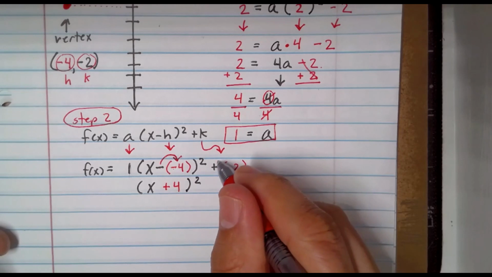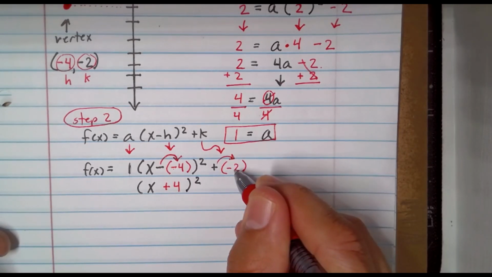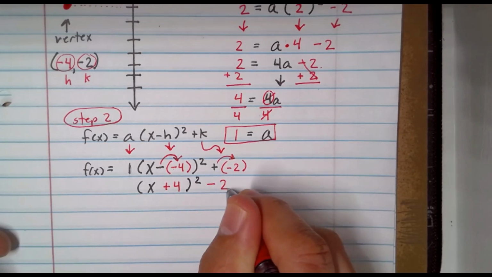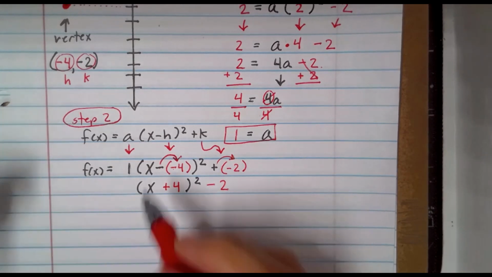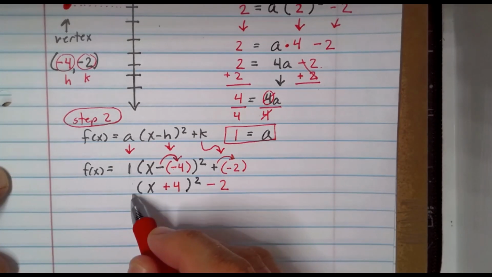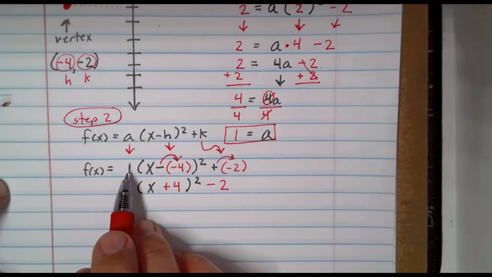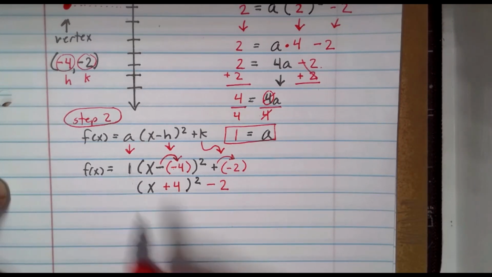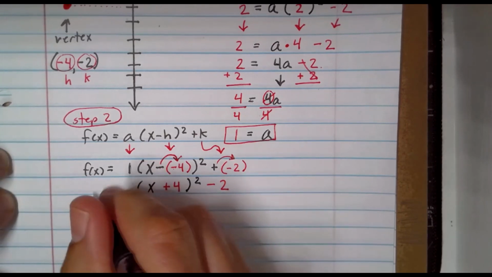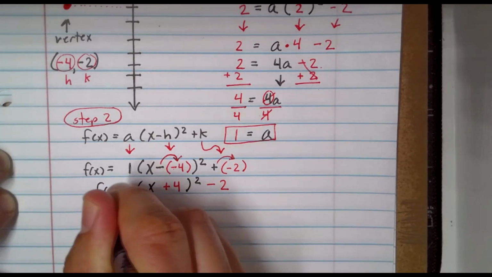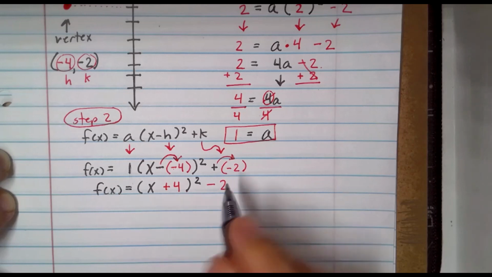Once again, a positive times a negative. The negative is going to win, so that just becomes minus 2. And this 1, we could write it in front of the parenthesis, but we really don't have to, because there's always an invisible 1 in front of every parenthesis. So we can simply leave it off. And my final answer looks just like this right here.